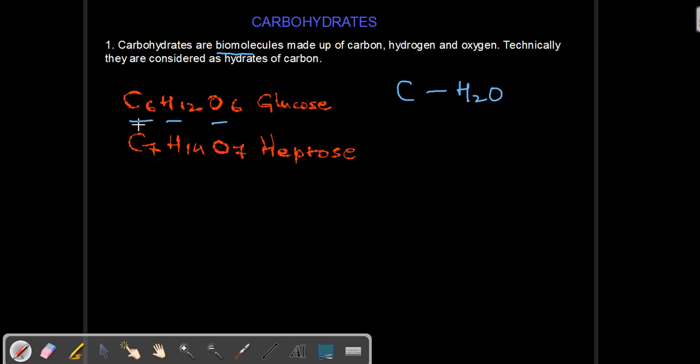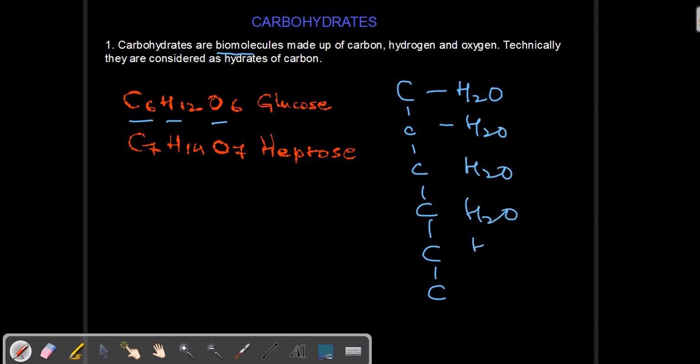Let us look at the molecule glucose. It has 6 carbon atoms. So if I draw 6 carbon atoms, 1, 2, 3, 4, 5, 6, each of them has a water molecule associated with it. So this is how it goes. And if you now look at what I've drawn, I've drawn one carbon atom and each of them is associated with a water molecule.